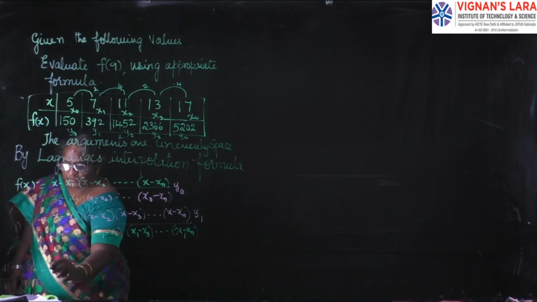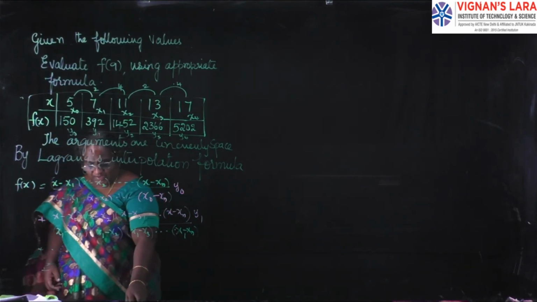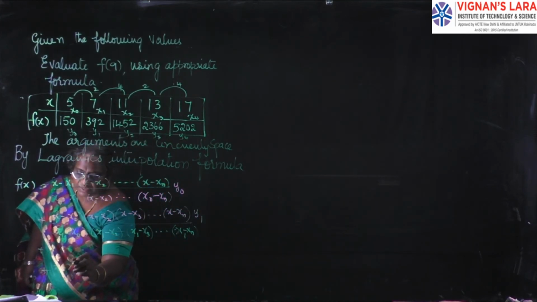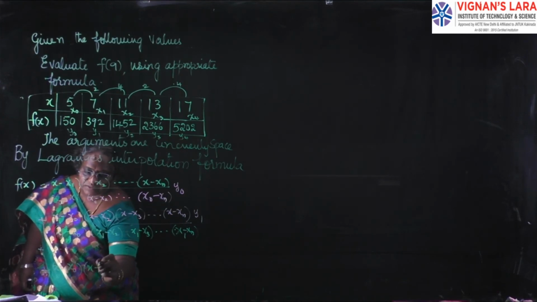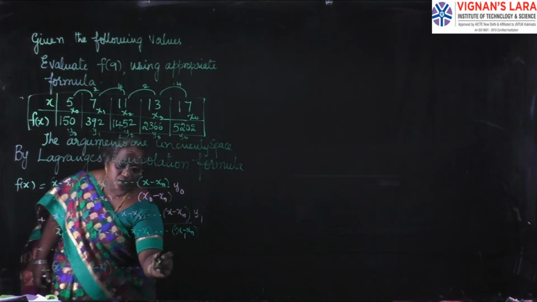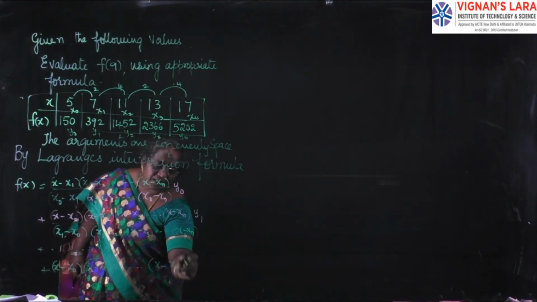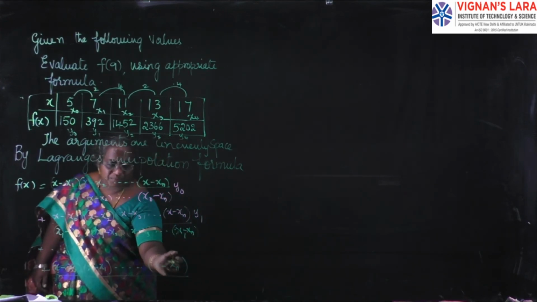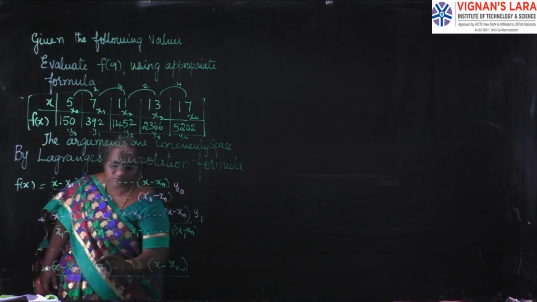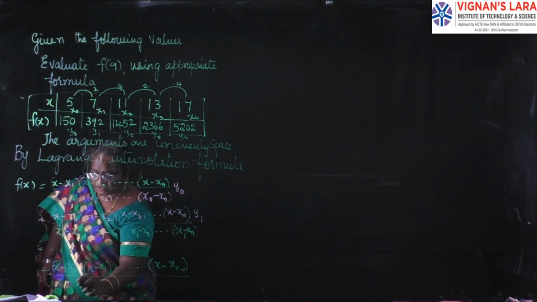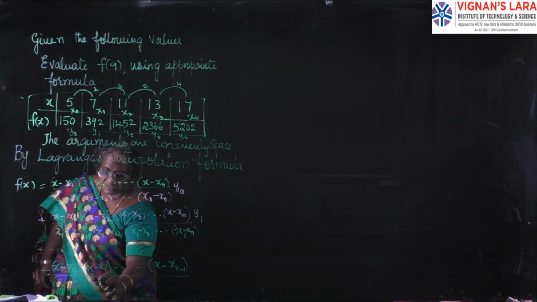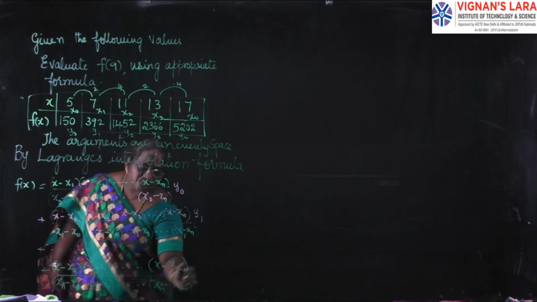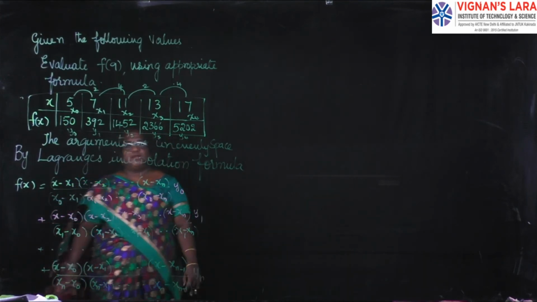The next term is, here we will write the general term: (x minus x0)(x minus x1) and so on up to (x minus x n minus 1), by whatever we skipped here, (xn minus x0)(xn minus x1) and so on up to (xn minus x n minus 1), into yn. This is our Lagrange's formula.